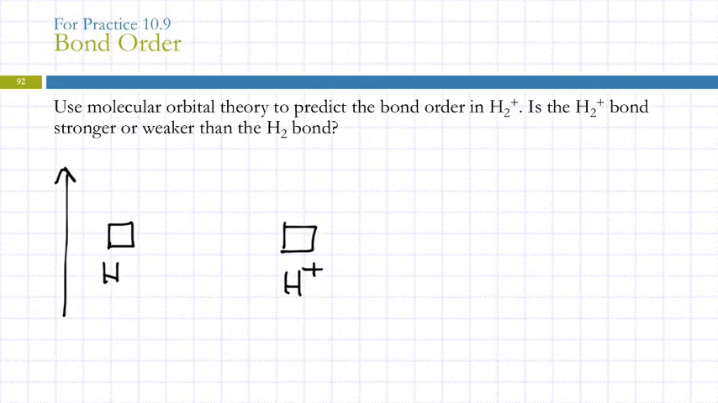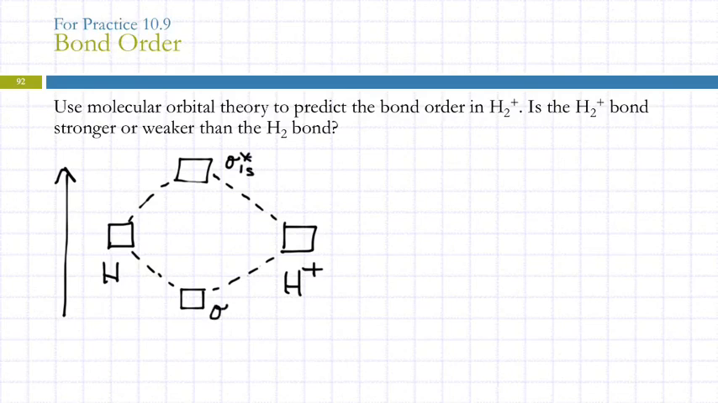So we've got these two 1s orbitals, and they are going to combine and make 2 molecular orbitals. So one's going to be higher in energy, and one's going to be lower in energy. So this one's going to be sigma star 1s, and this is going to be sigma 1s, because these are 1s orbitals. So these are the atomic orbitals. In the middle we have the molecular orbitals, and this is atomic orbital.